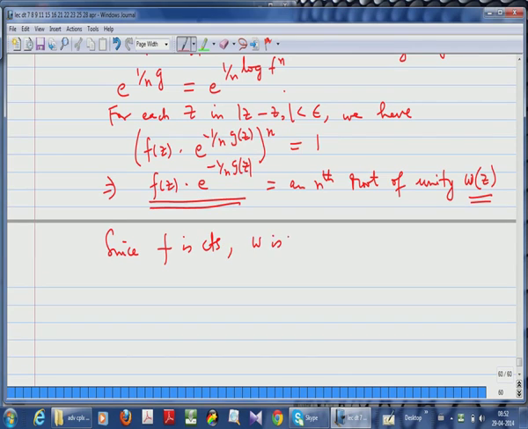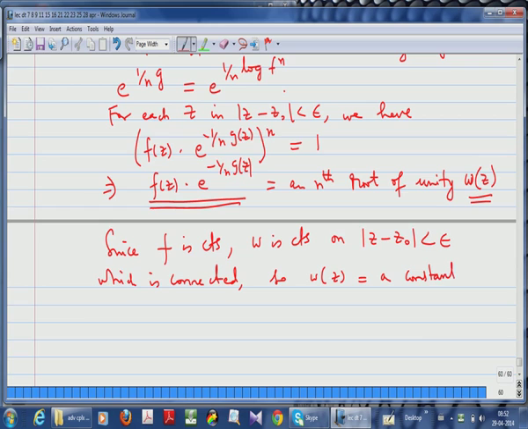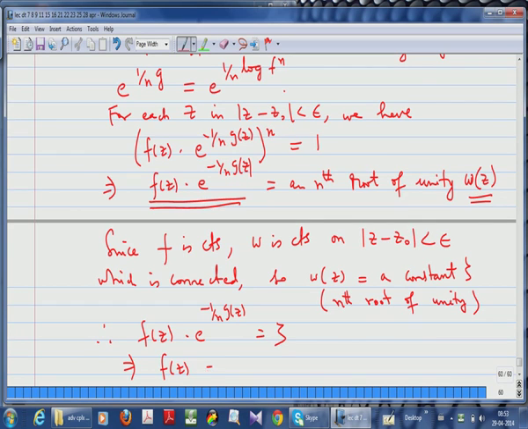Okay, since f is continuous, w is continuous on mod z minus z naught less than epsilon, which is connected. So w of z is equal to a constant nth root of unity. So what you get is f of z times e power minus 1 by n g of z is equal to a constant, which tells you that f of z is equal to the constant times e power 1 by n g of z. But of course the right side is analytic, so f is analytic on mod z minus z naught less than epsilon.